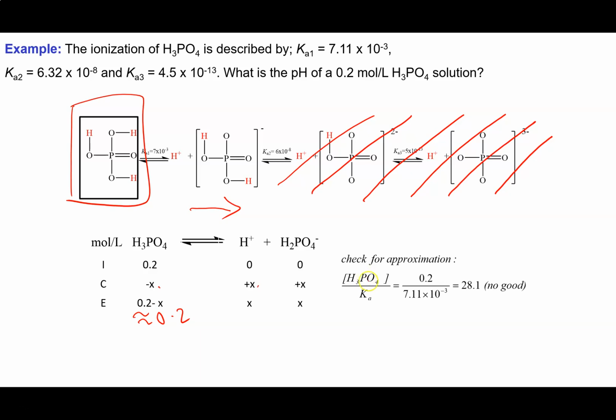So I take my starting concentration of my acid, divide by my Ka, and see if it's bigger than 500. And again, it didn't work, unhappy. I'm going to have to do some more difficult math.